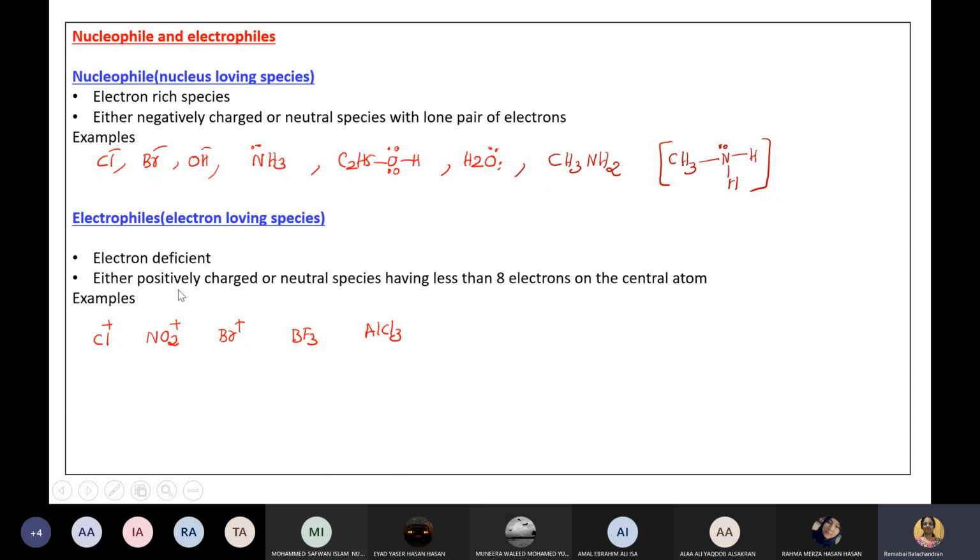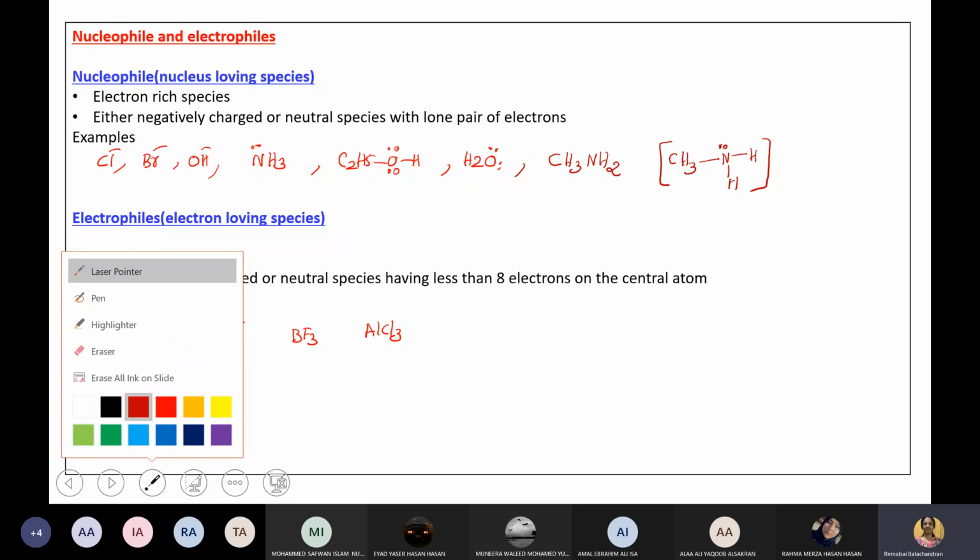Either they have a positive charge. In the other case, they had a negative charge or were neutral species having lone pairs. Now in this case it's opposite. It's positively charged, or neutral species which are electron deficient, meaning less than 8 electrons on the central atom. Look, Cl plus is obviously positively charged, so it's an electrophile. NO2 plus, Br plus. Now look at BF3. How do you know if it's an electrophile or nucleophile?